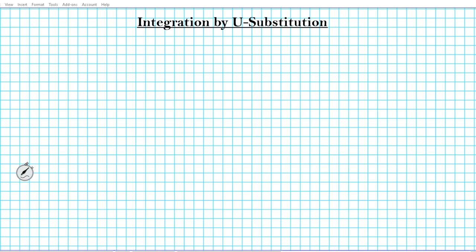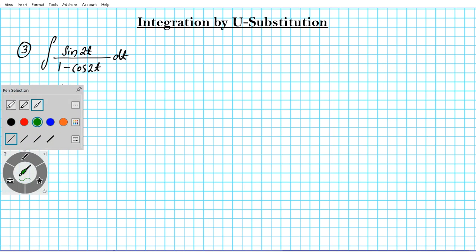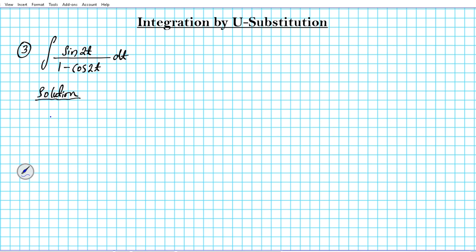Alright, now let's go ahead and take a look at question number 3 on how to integrate using the U substitution method. So let's say we want to evaluate the integral of sine of 2t divided by 1 minus cosine 2t dt. To get us started, let's refresh our memory on what the formula is for integration using U substitution.